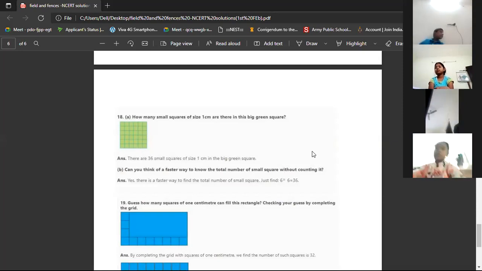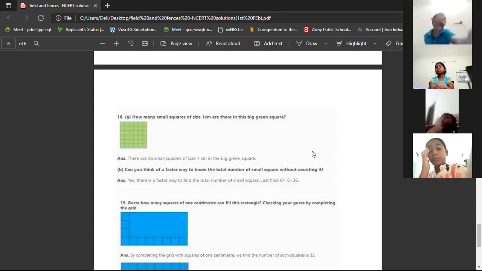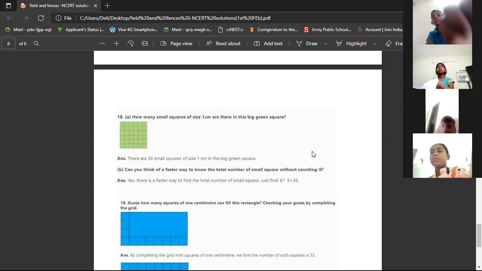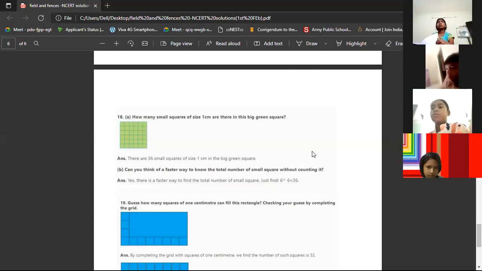Like this, 36 boxes are there. The easy method is: 1, 2, 3, 4, 5, 6. Six along the row, six along the column. Six into six, 36. That is the easy method. No need to count all the boxes. Just count how many are there in a row and how many are there in a column. When you have the number of boxes in the row and column, multiply.